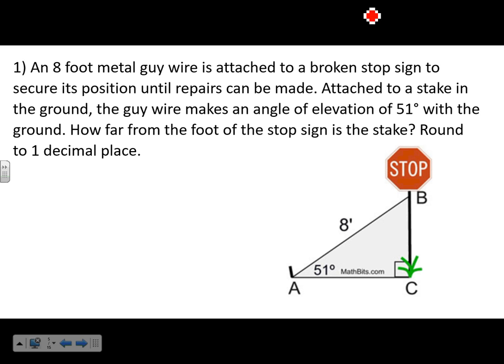Number one: an 8-foot metal guy wire is attached to a broken stop sign to secure its position until the repairs can be made. Attached to the stake in the ground, the guy wire makes an angle of elevation of 51 degrees with the ground. How far from the foot of the stop sign is the stake? Round to 1 decimal place.